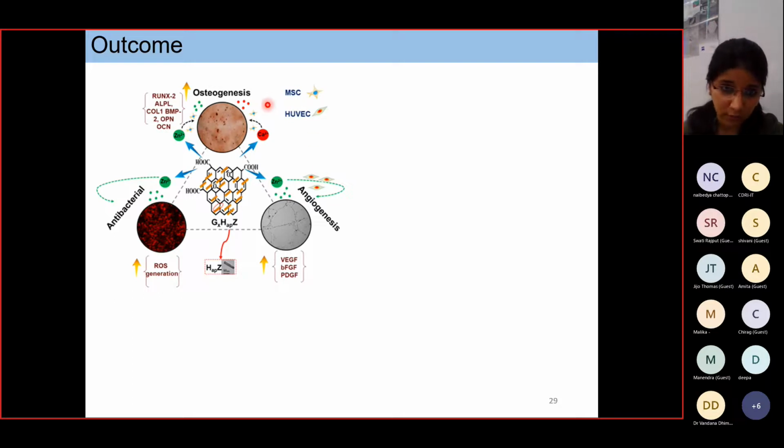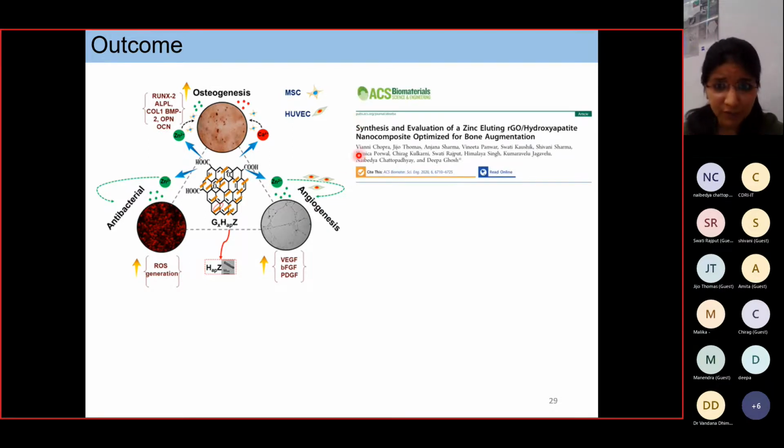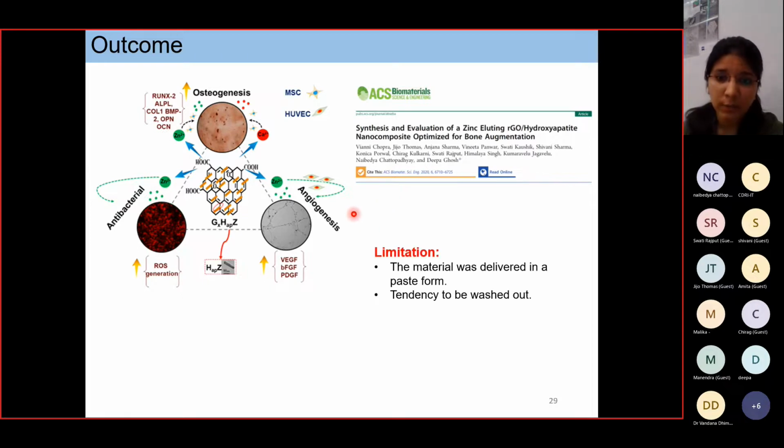We had osteogenesis, we had angiogenesis, and antimicrobial property. So we achieved it, and we have published this study also. But the limitation I found out was that we needed a delivery system for this composite. We had added it in an alginate gel, and we found out that it had a tendency to be washed out easily.